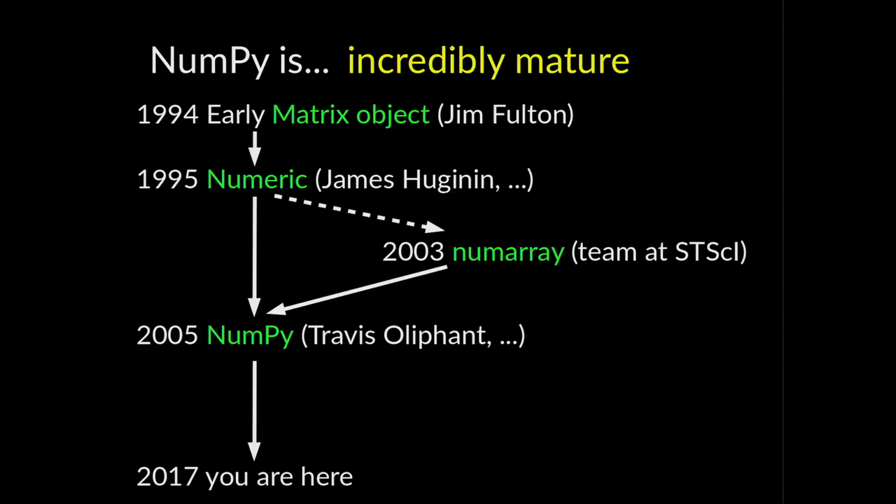So that's 23 years of crufty C code, and some things have been cleaned up, things have changed, but there are also strange things that have accumulated along the way.